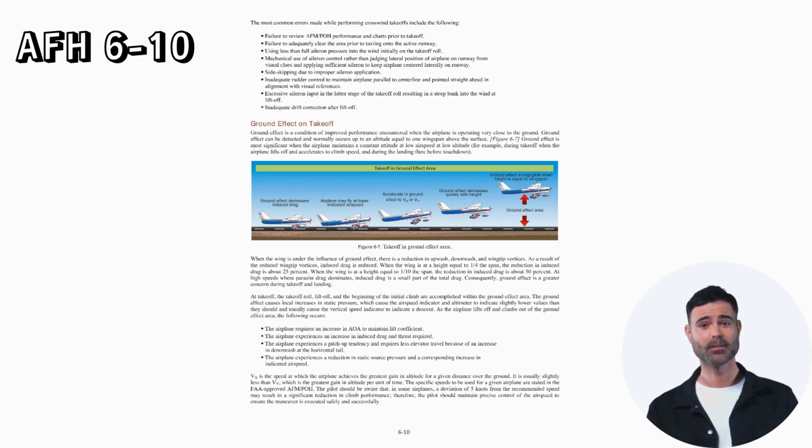Side skipping due to improper aileron application. Inadequate rudder control to maintain the airplane parallel to the center line and pointed straight ahead in alignment with visual references. Excessive aileron input in the latter stage of the takeoff roll, resulting in a steep bank into the wind at liftoff. Inadequate drift correction after liftoff.